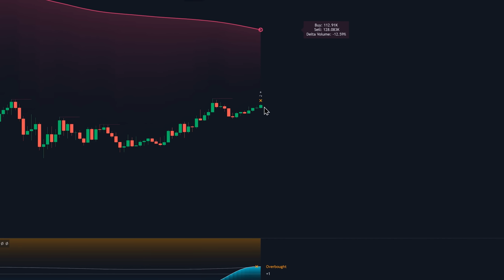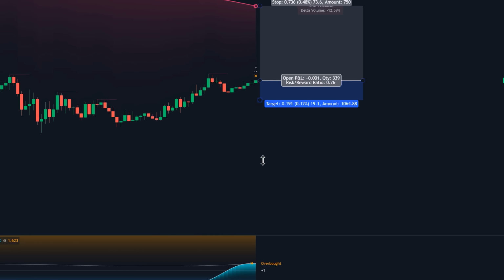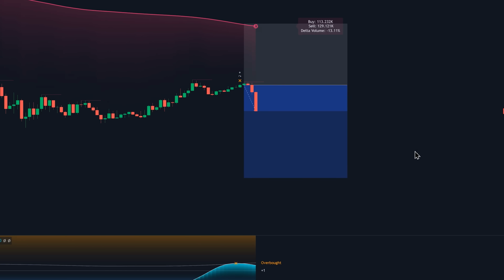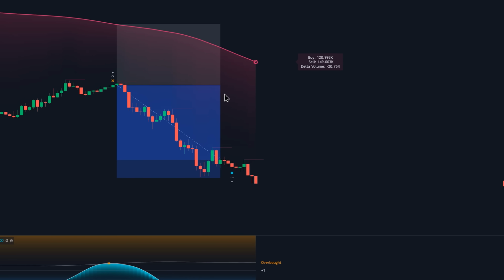You want to put your stop loss at the top of the trend cloud, targeting 1.5 times the risk for your take profit, letting the trade run. And as you can see, it was profitable.